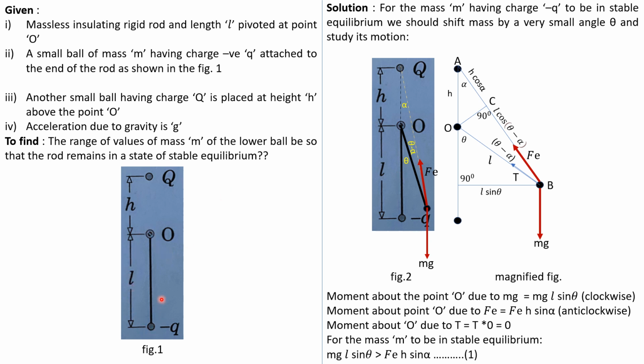This rod is massless and it has a length L that is given in the question. It is pivoted at point O. A small ball of mass m and negative charge minus Q is attached here. Another small ball of charge Q, capital Q, is placed at a height h above point O.